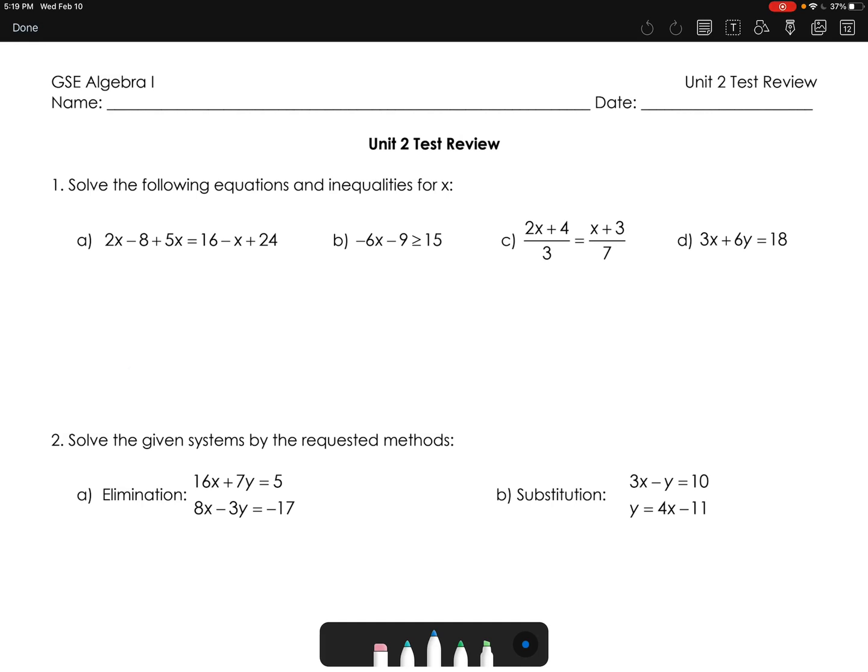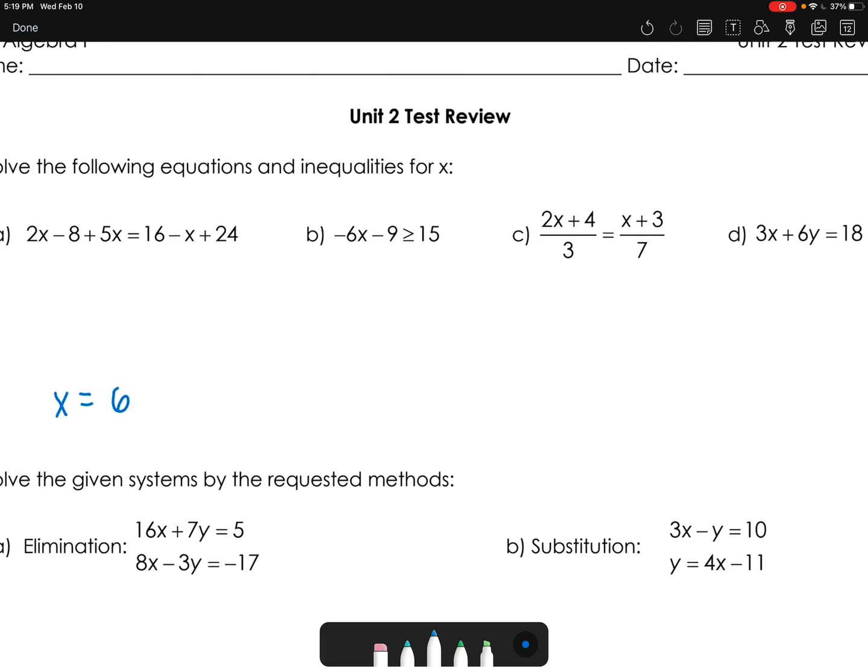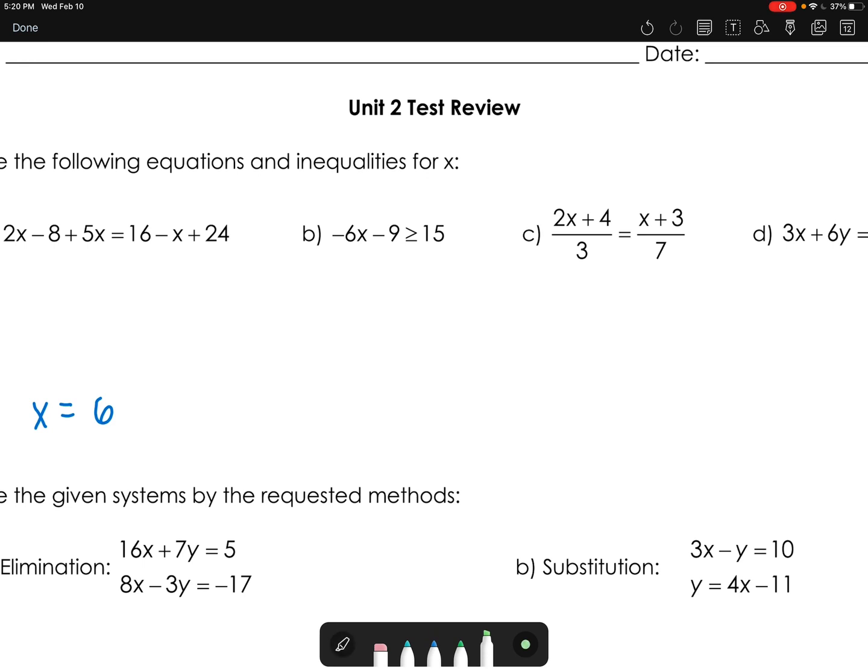For number 1, the answer to this first one is, once you combine all your like terms and get x by itself, x equals 6. For B, this is an inequality, and for number 1 the directions say that we are solving for x. We want to get x by itself, and so that's what we're going to do.